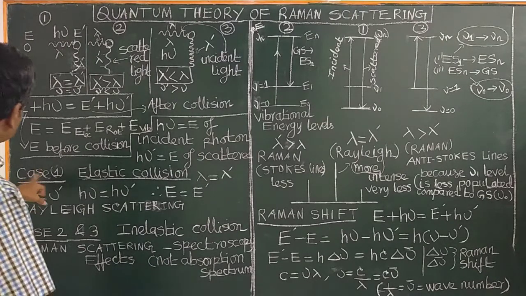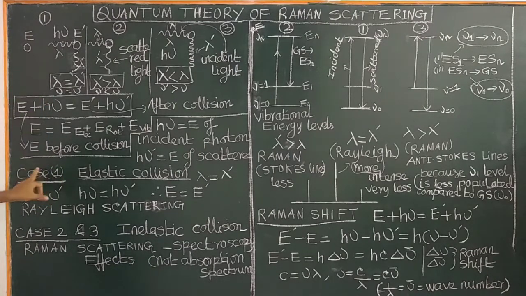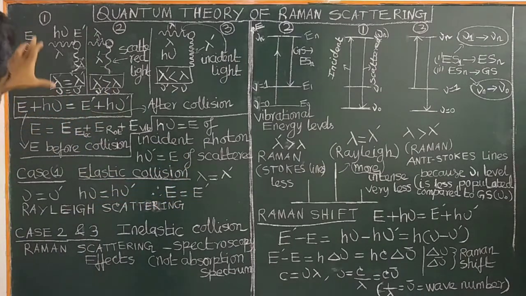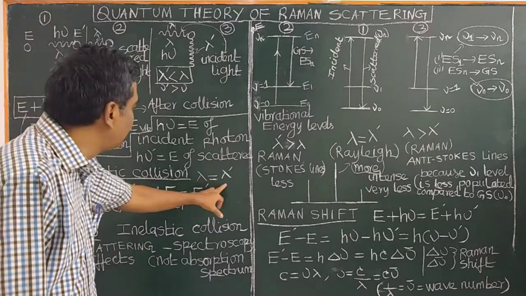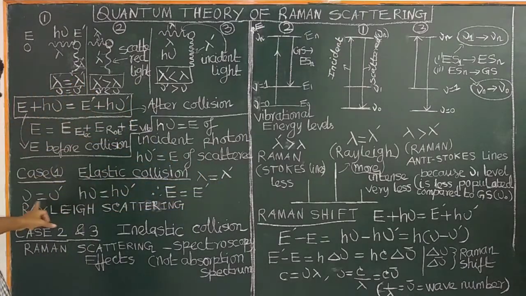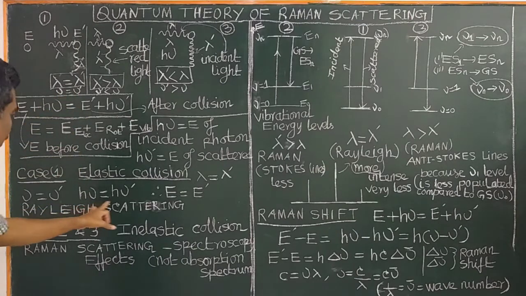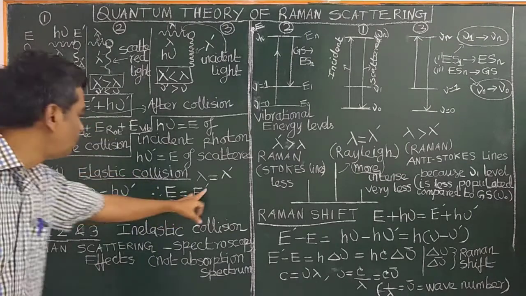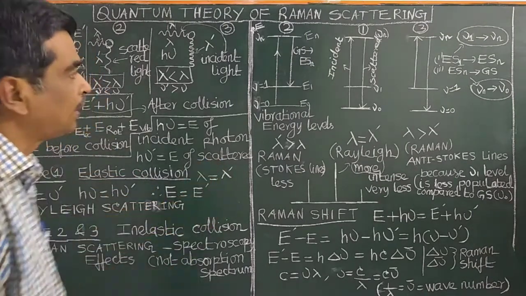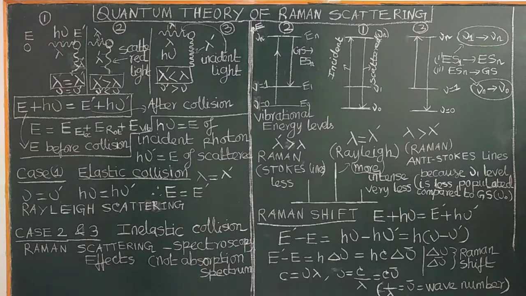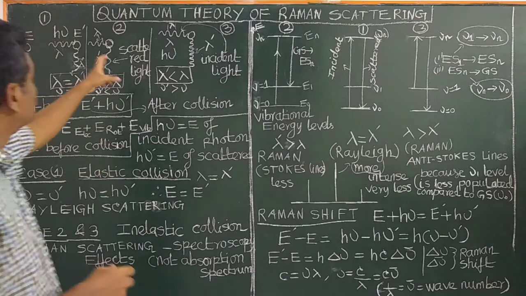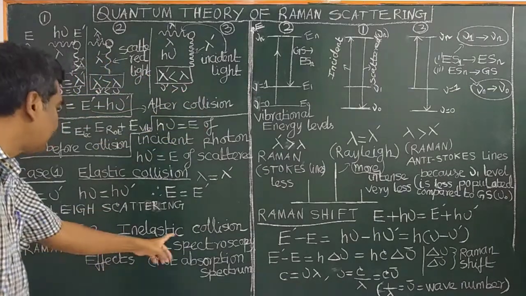Now let us see case 1, elastic collision. In this case the collision is elastic because lambda equals lambda prime, so nu equals nu prime. Therefore h nu equals h nu prime, and then E equals E prime. This is called Rayleigh scattering. The other two cases, case 2 and case 3, are called Raman scattering.